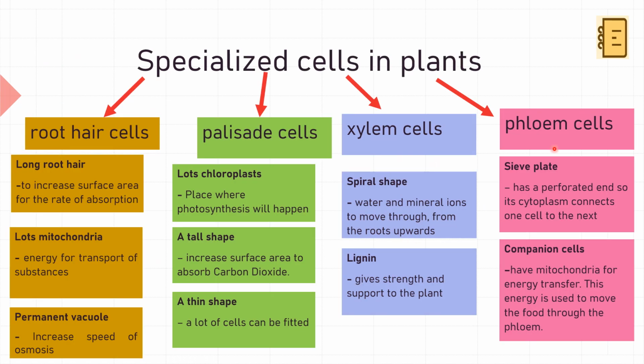And to summarize all of this, phloem cells have a sieve plate which has holes inside. Why? So that two cells can connect their cytoplasms. They have companion cells which have mitochondria. Why? So that they can produce energy, and then these phloem cells can use this energy to move food through the phloem.